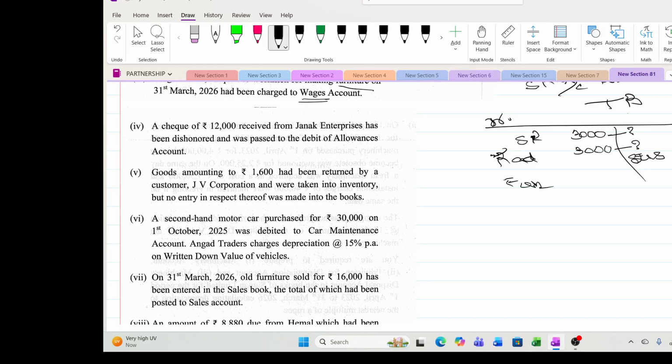This has been dishonored. What happens when you receive a check? What you do? You just debit the bank account and credit the Janak Enterprises. But here it has got dishonored. The moment it is dishonored, the entry has to be reversed. What we should do? We should debit Janak Enterprises.